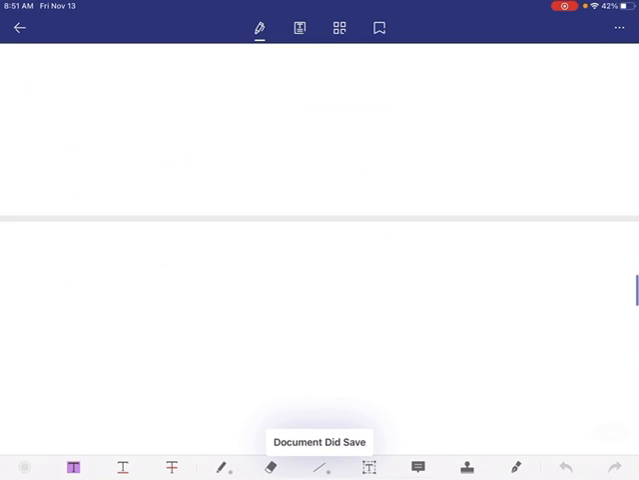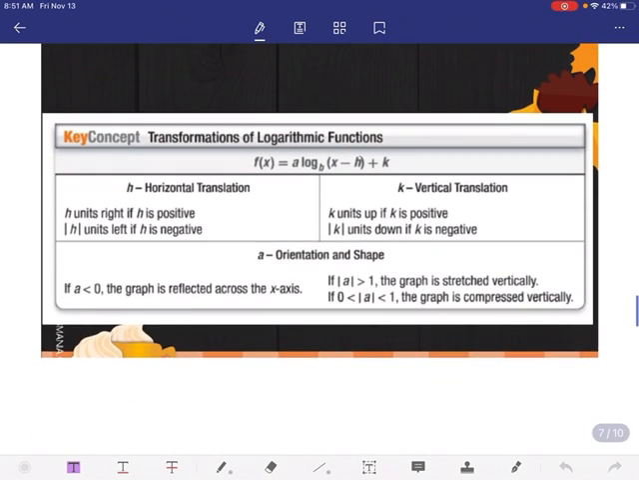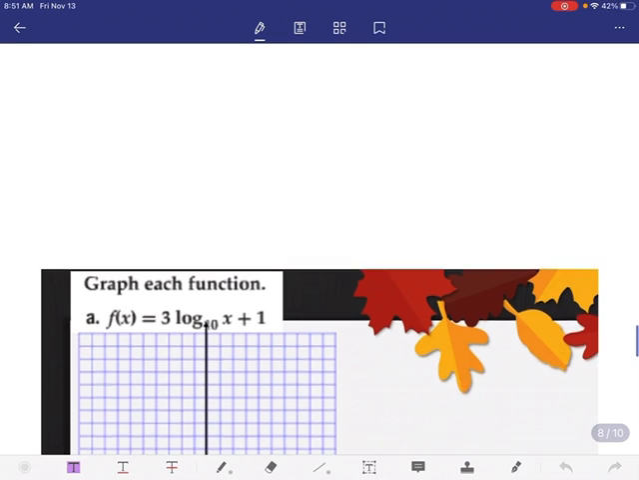Alright, moving on. We have our logarithmic transformations. So again, we still have those a's, h's, and k's. They're going to do pretty much the same thing. The only difference is we're starting with the logarithmic graph this time instead. So we're still looking at h's moving us left and right, but with the opposite sign. Our k's, which are on the outside, are still going to move us up and down, and our a's are still going to be able to reflect or stretch or compress.